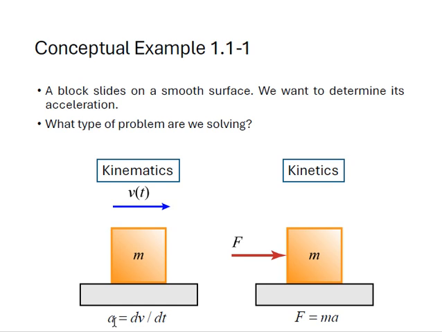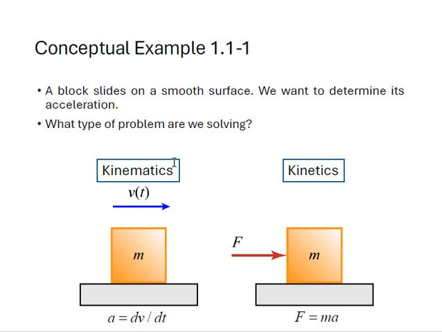Velocity: looking at how the block's speed and direction, because it's a vector, is going to change as time passes. Acceleration: again, we're looking at how quickly the speed of this block m is increasing or decreasing as time goes by.